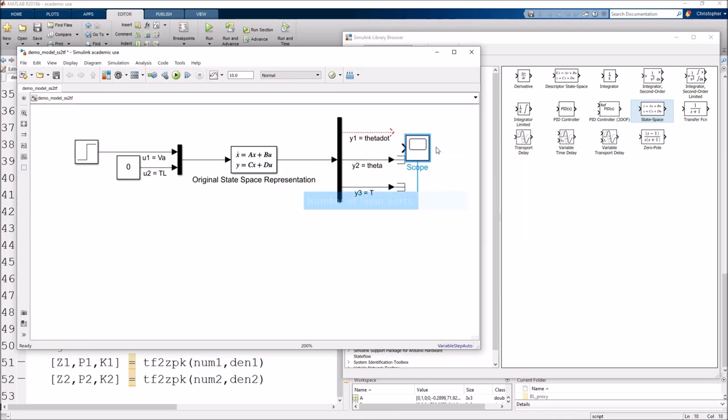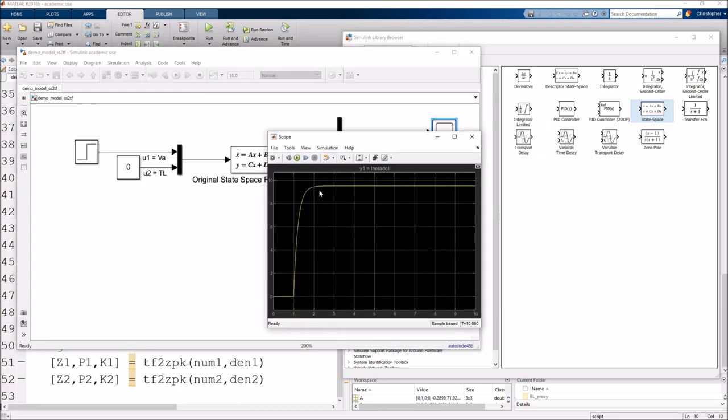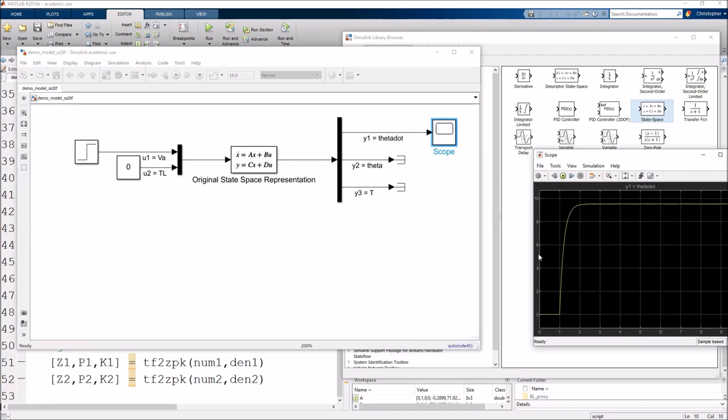So again, let's put a scope attached to this, okay? And now if I just run this, since we already defined A, B, and C, this should probably just run no problem. So here we go. If I open the scope, we see here's the response of the motor to a 1 volt step in armature voltage. So apparently it spins up to almost 10 radians per second, right? Now, what we want to do is ask ourselves, is that transfer function representation that we just calculated the same thing? Does it give us basically the same response?